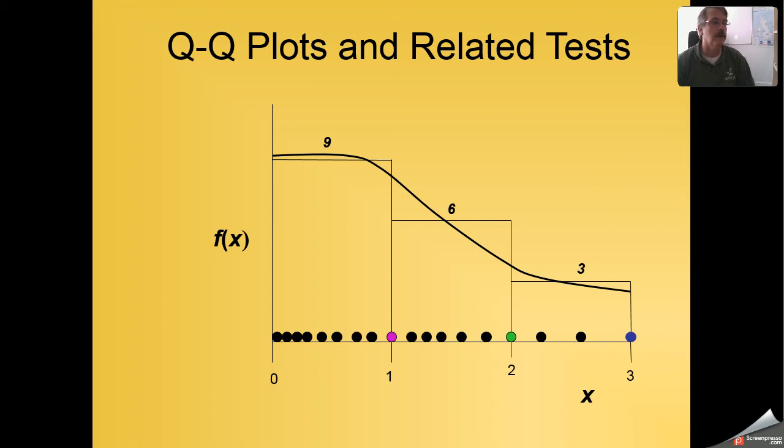That's how a chi-square test works in trying to assess absolute fit. Now let's move on to the idea of these QQ plots. So here again I have an example in which I have a histogram with 9 detections, 6 detections, and 3 detections in the 3 bins, and something that approximates a fitted detection function through those data.